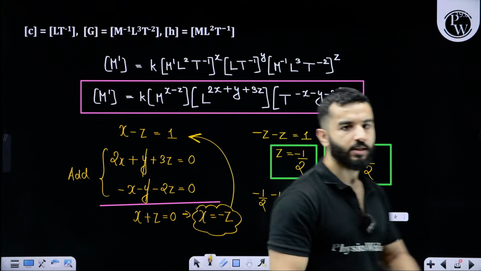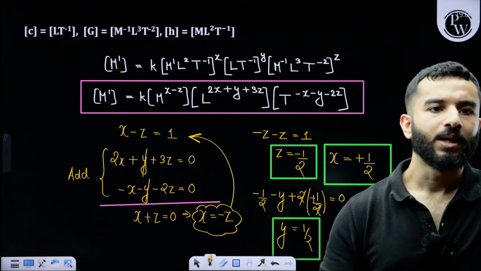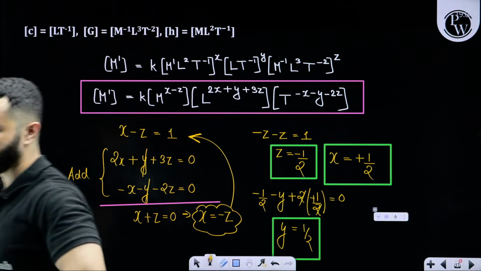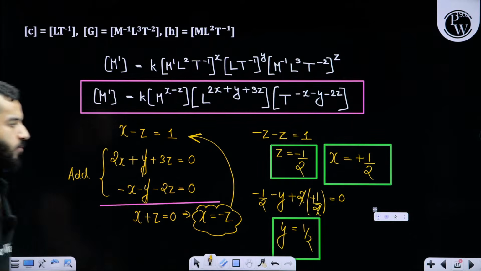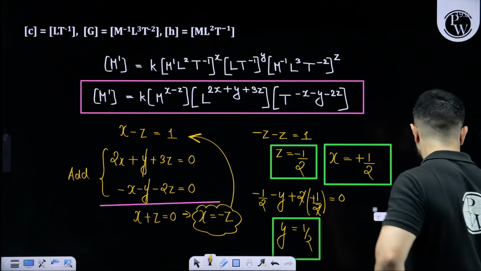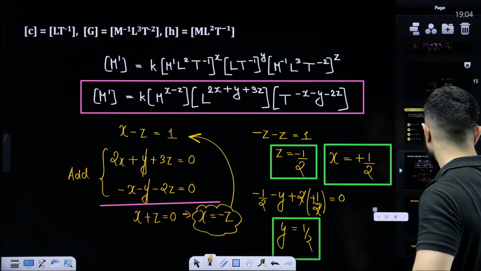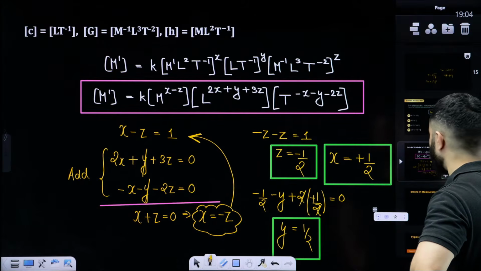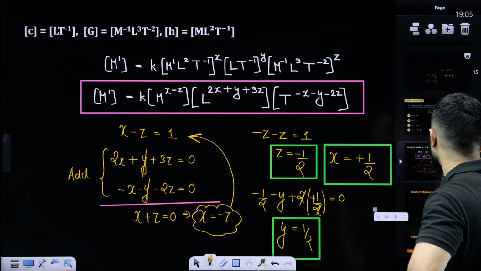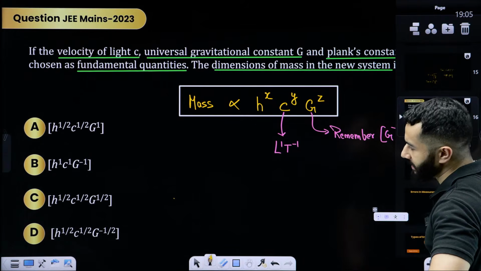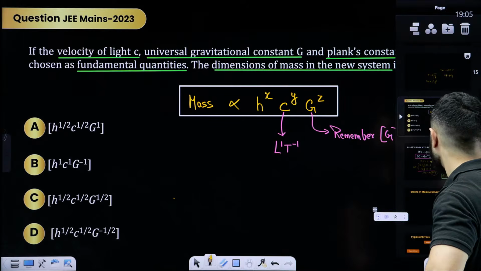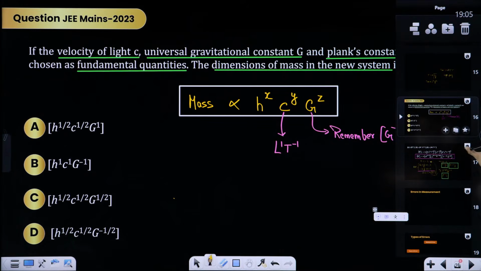Come on, be quick. Let me know if you have any doubt. Done? Clear? Be quick. So x is plus 1 by 2, then 1 by 2 and minus 1 by 2. I think D is the correct answer. 1 by 2, 1 by 2 and minus 1 by 2 is the answer.